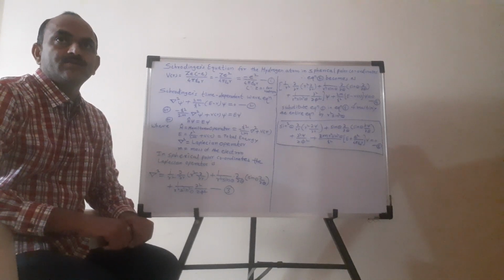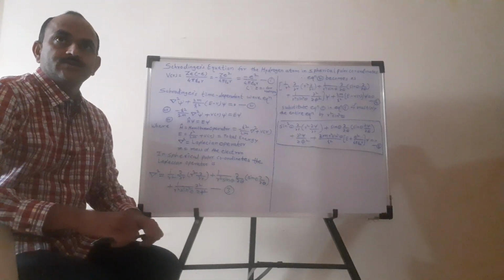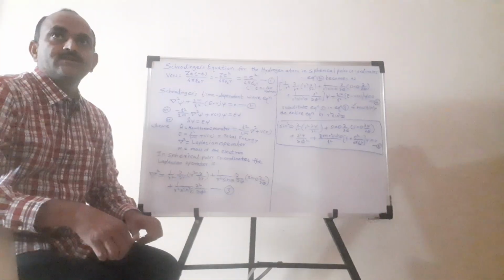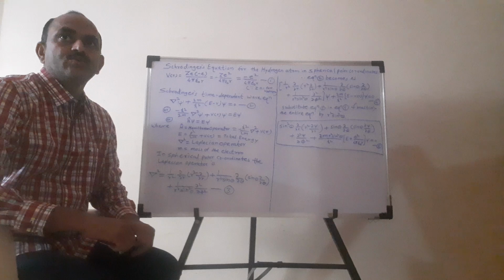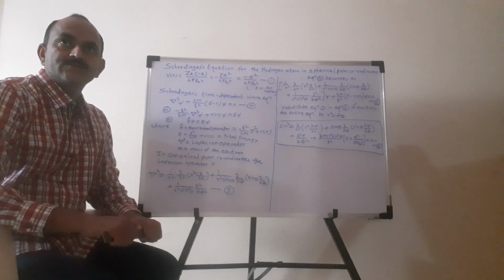The electron moves around the nucleus under the influence of the Coulomb force of attraction between it and the nucleus.